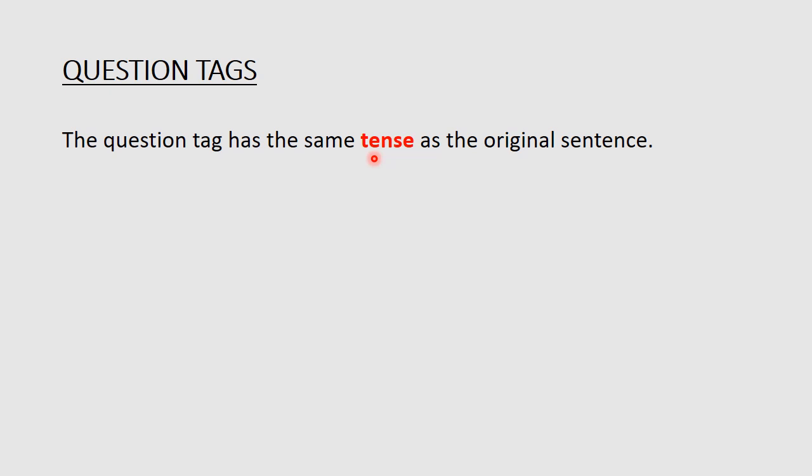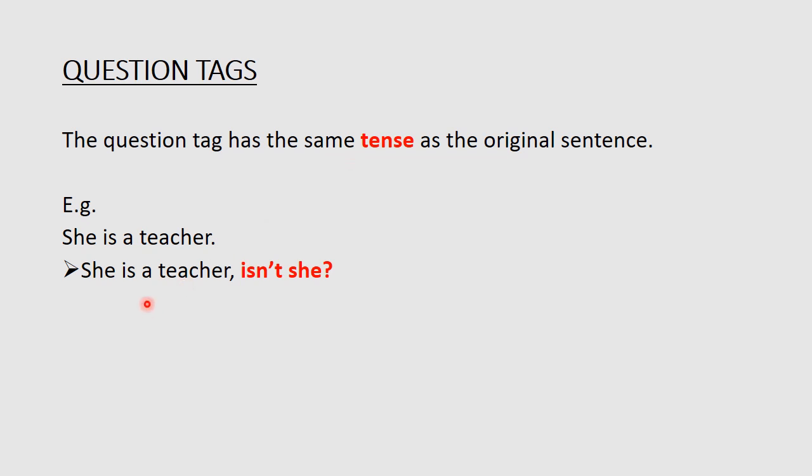Let's take a look at some examples. We start with the first one, which we were discussing. She is a teacher. Is shows that it is in the present, meaning that this person is maybe a teacher as of now. So she's a teacher, isn't she? I've used is to show that it is in the present, and isn't here has also been used to show that it is in the present. The question tag is in the present.